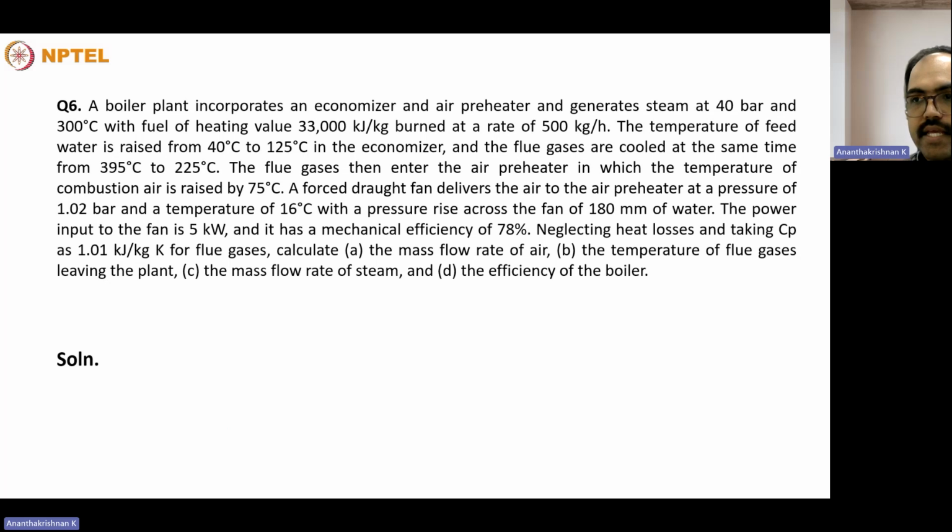It generates steam at 40 bar and 300 degrees Celsius, with fuel of heating value 33,000 kilojoule per kilogram. It's burned at 500 kilogram per hour. So that is done. That's the boiler part.